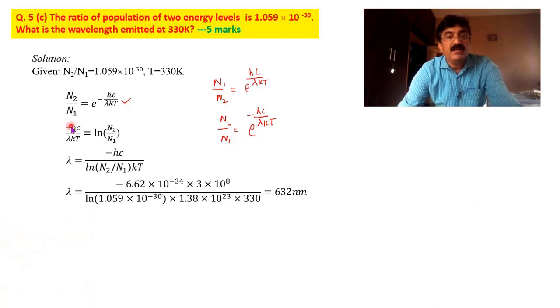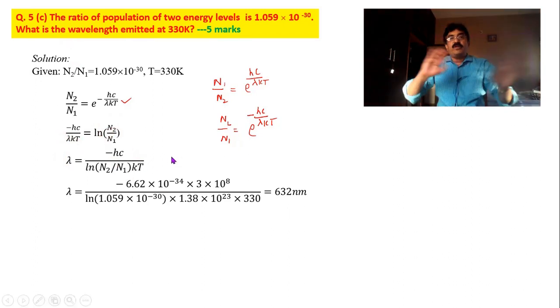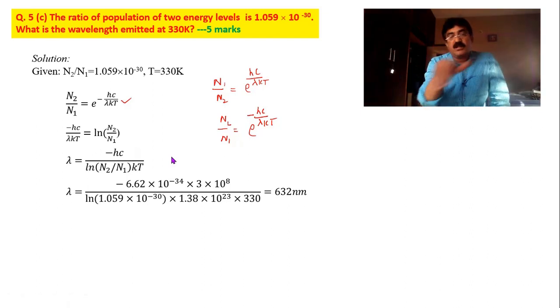What I have done here: hc by lambda kt is equal to ln. Just to remove the exponential, I take the natural log, that is ln. Next I want lambda, because in the question you need to calculate the wavelength. Lambda you send this side, the remaining you send this side, it becomes minus. Small simple algebraic operations. You have done this cross multiplication and other things n number of times already.